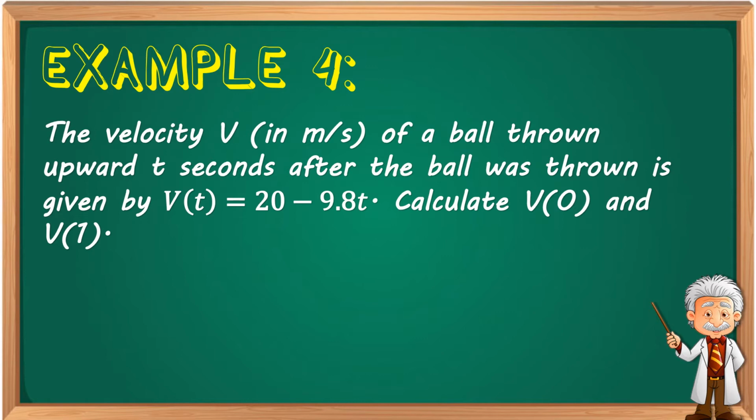Calculate v of 0, ibig sabihin yun yung initial time. T stands for the time. And v of 1, ibig sabihin that is the time after 1 second. So that is the velocity after 1 second. So you are going to calculate the velocity from the initial time, which is v of 0, up to the velocity, which is time is 1 second.